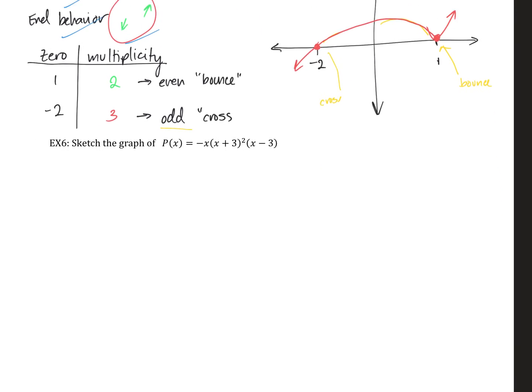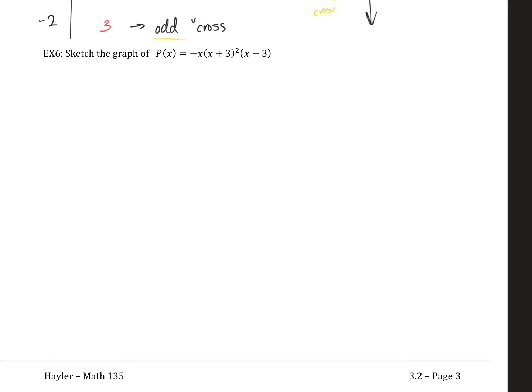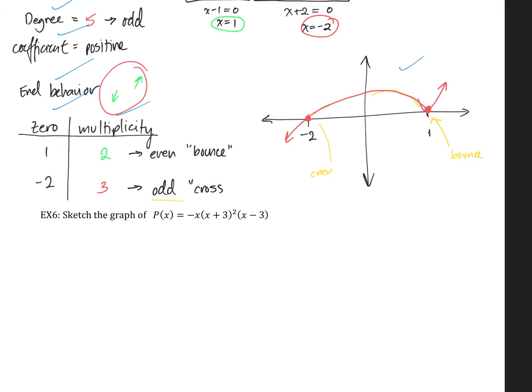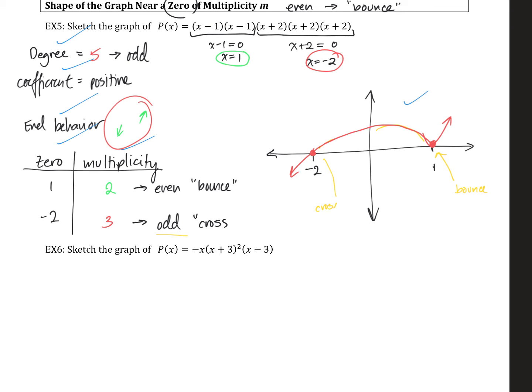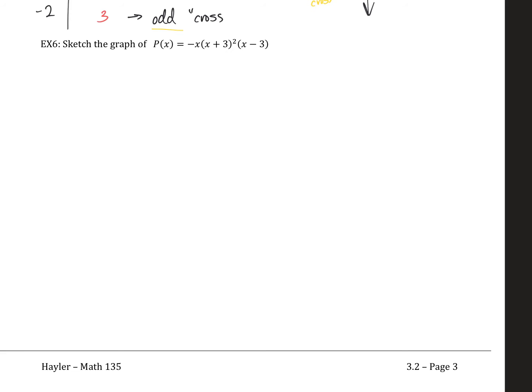So now let's take a look at the next example, example 6. Sketch the graph of p of x. Okay, so the same thing, we're going to be trying to find the different values. We need to find the degree, the coefficient, end behavior, and then the zeros and multiplicity. So let's set that up. The items we need to find.